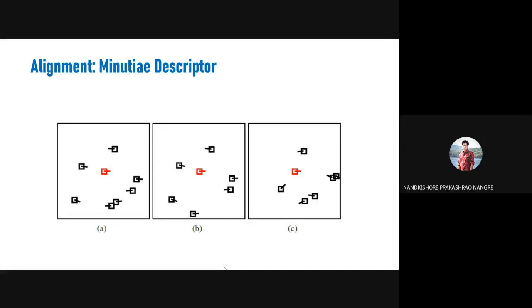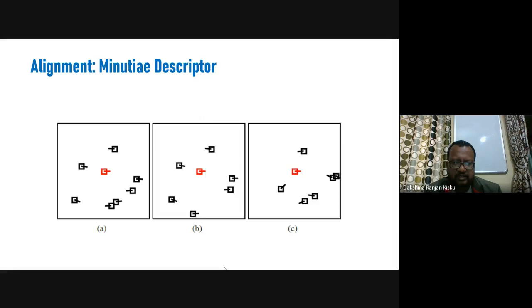A and B, sir. A and B. That means B will be found to be the true match of A. So C is not the true match of A. Okay, that means pairing will be made between A and B.